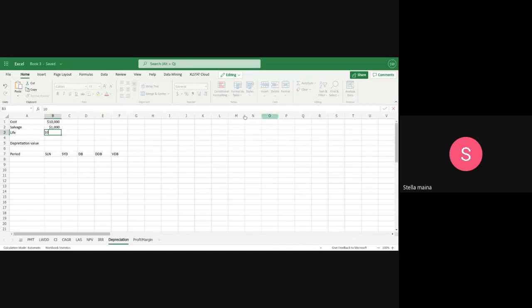Okay. So we are going to look at the different functions that are used to calculate depreciation. We're going to look at all of them. So of course, we all know that most assets are most useful in the beginning of their lifetime.